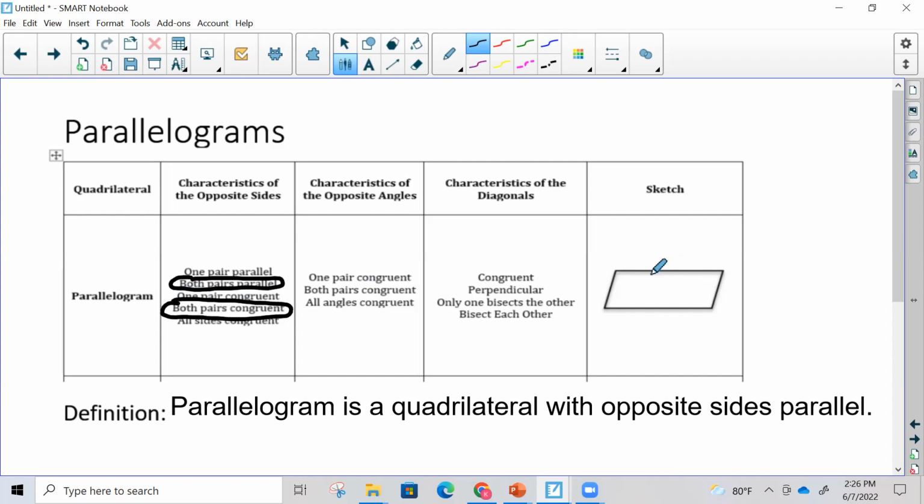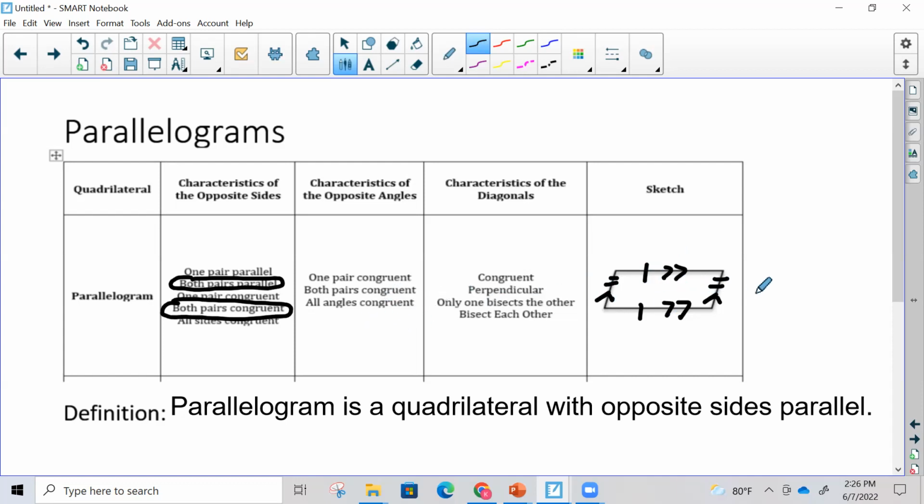To show that, if you were to draw on a diagram, you would do tick marks to show that they're equal, so the same number of tick marks. And then I put them on the side because I'm also going to show arrows. I would show the same number of arrows to show that they're parallel. So the arrows mean that the lines are parallel. And so this shows that the top and bottom are both parallel and congruent, and then the left and right are both parallel and congruent.